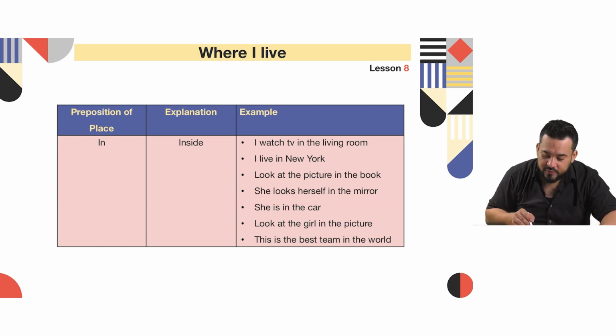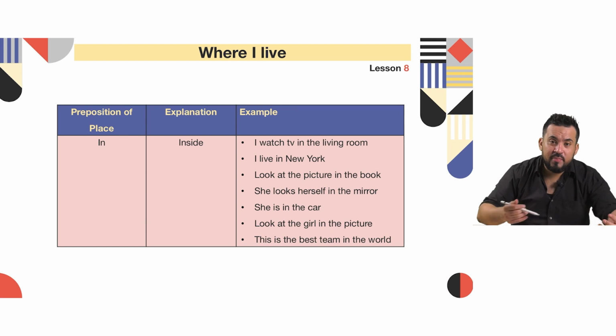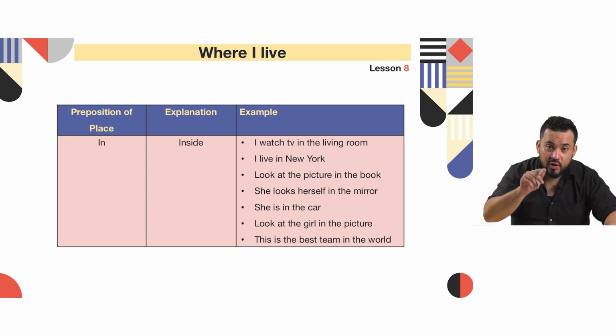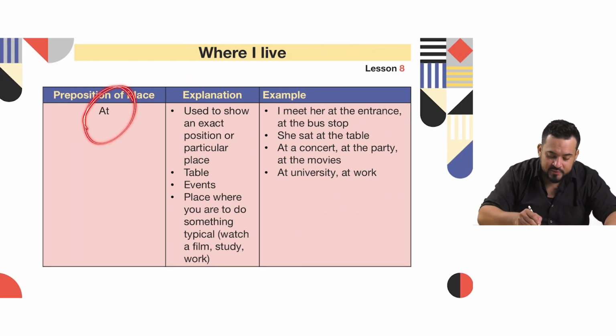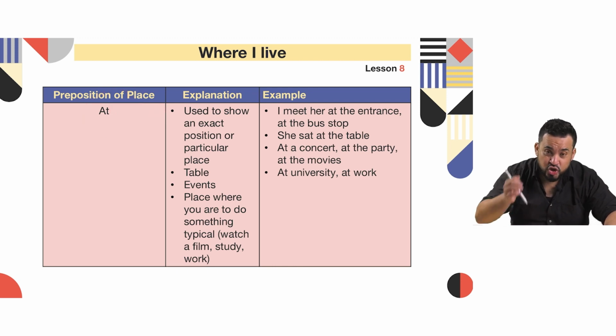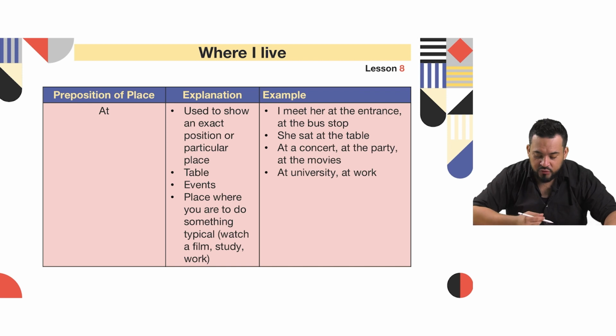She is in the car, inside the car. Look at the girl in the picture, again, inside the picture. This is the best team in the world. So "in" basically means inside if we're talking about place. "At", again, is a preposition of place, used to show the exact position of something.